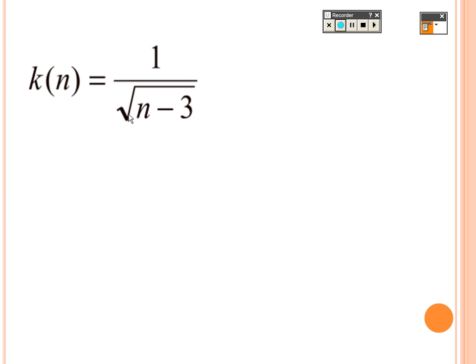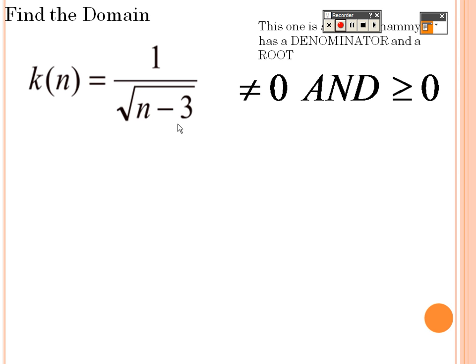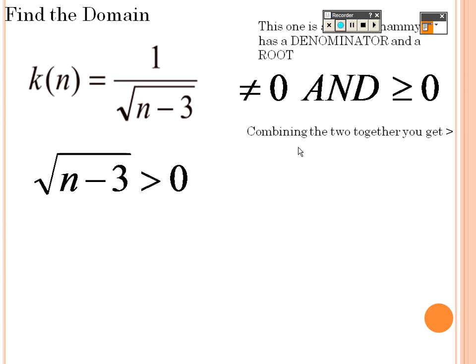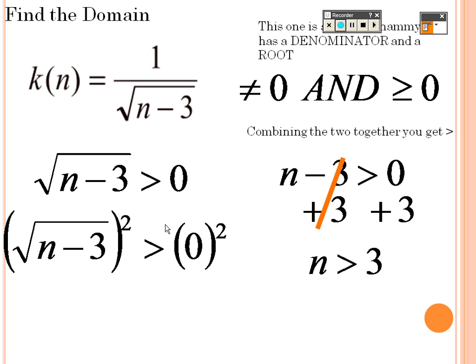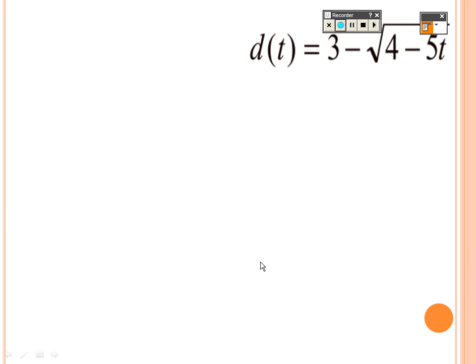In this one, you can't have a negative underneath there, and you can't have 0. So, what does that mean? It cannot equal 0 and it has to be greater than or equal to 0. So, if it can't equal 0 and it has to be greater than or equal to 0, really what we're saying is it has to be greater than 0, because it can't equal 0 and it has to be greater. So, I square both sides to get rid of that. I add 3 and we find out that n has to be greater than 3. So, that means 3 is the lowest number up to infinity, and it's a curved bracket now because it can't include 3. There's not a bar underneath it.